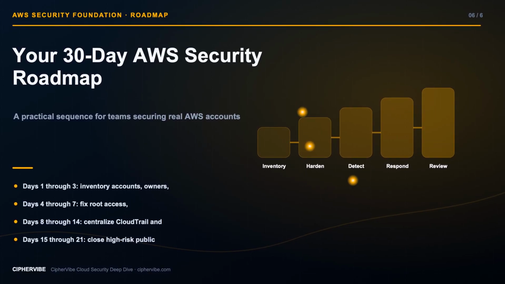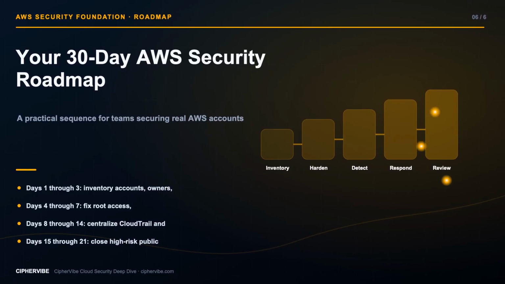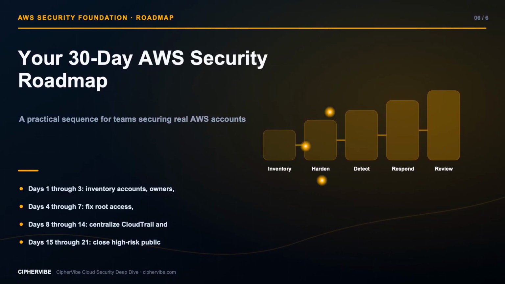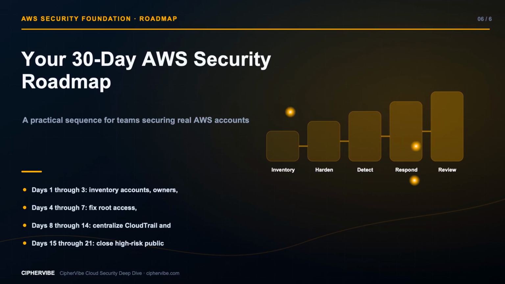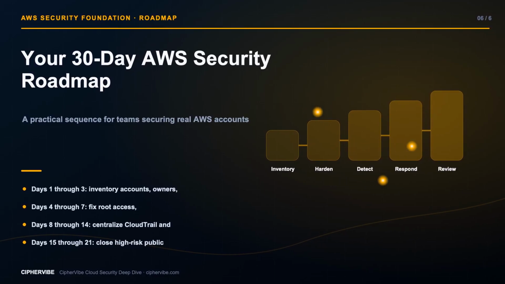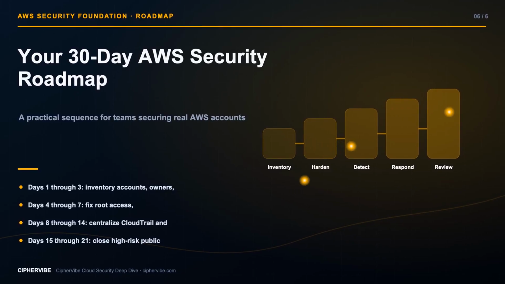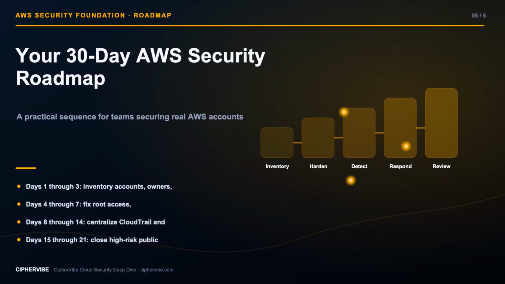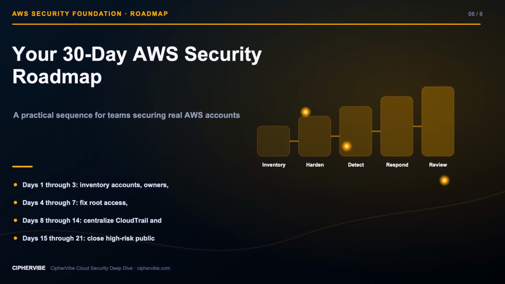After the evidence layer works, close high-risk public exposure, enable S3 block public access, review security groups and load balancers, turn on Inspector scanning, and patch the riskiest compute assets first. Finally, protect secrets, keys, backups, and recovery paths, then run an incident response tabletop so account isolation, secret rotation, restore testing, and communication are practiced before a real event.